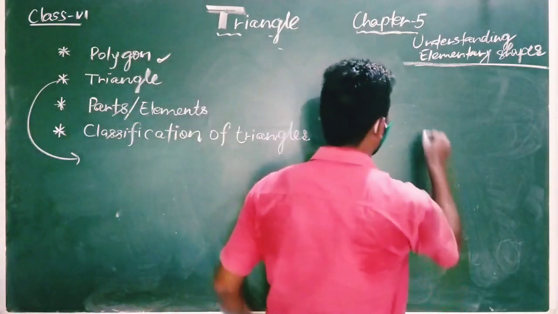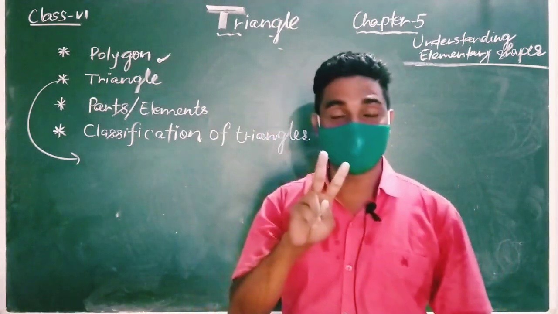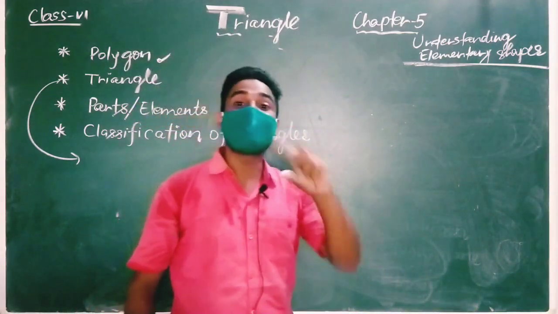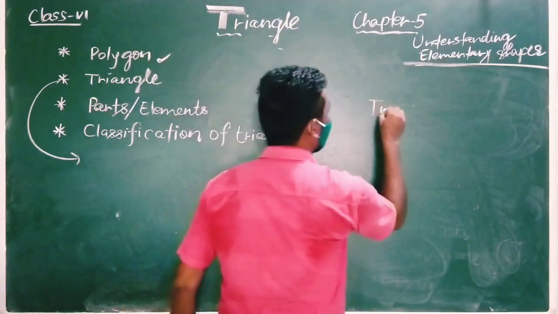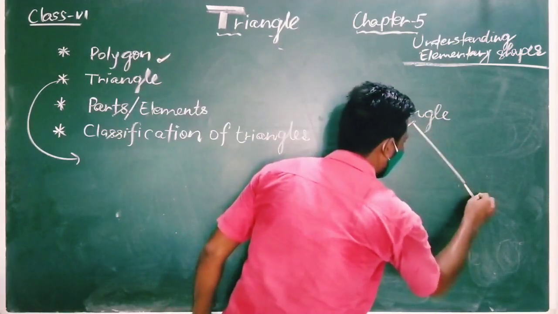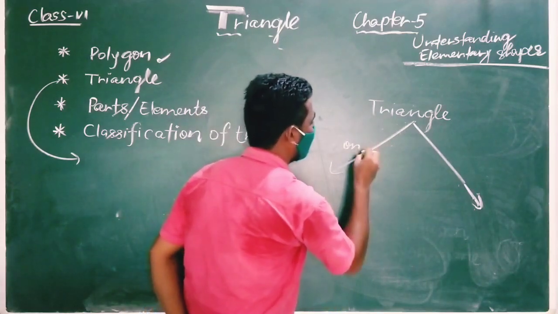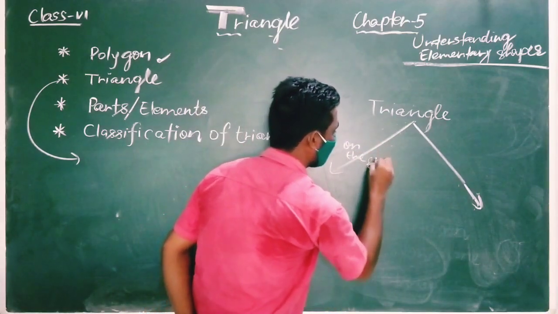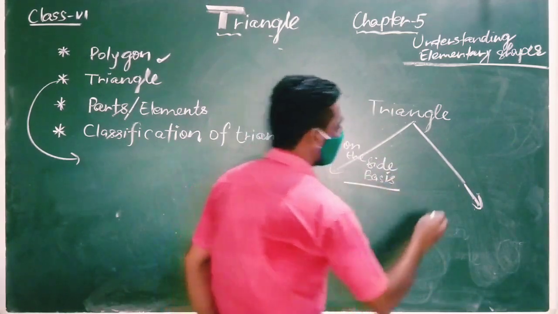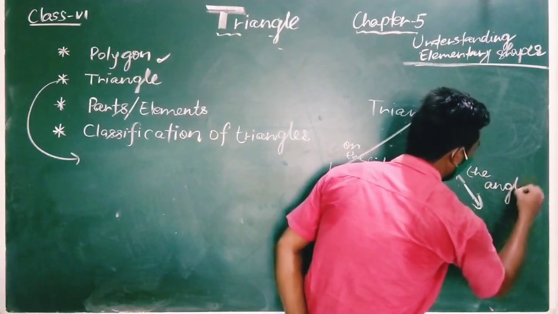Classification of triangle is very easy, but I must tell you a triangle is classified on two bases, because a triangle has two kinds of parts or elements: sides and angles. So a triangle is classified on two bases. Let me write. First it is on the side basis, and the other is on the angle basis.